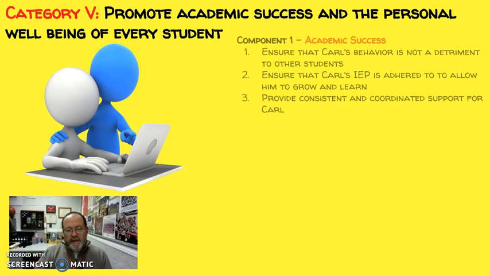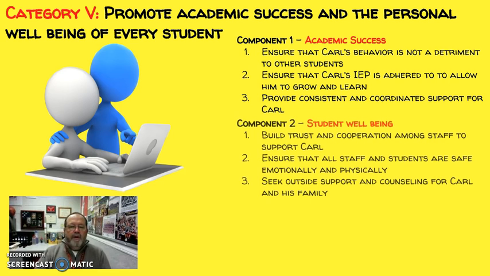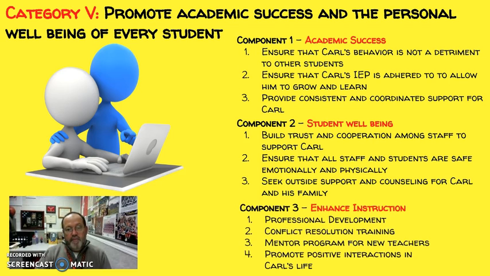Promoting the academic success and personal well-being for every student. Component 1 is ensuring that Carl's behavior is not a detriment to other students. Carl's IEP plan needs to be adhered to and provide consistent and coordinated support, especially with young kids. The one thing that you need to be is consistent with them. Component 2, student well-being, trust and cooperation among staff.